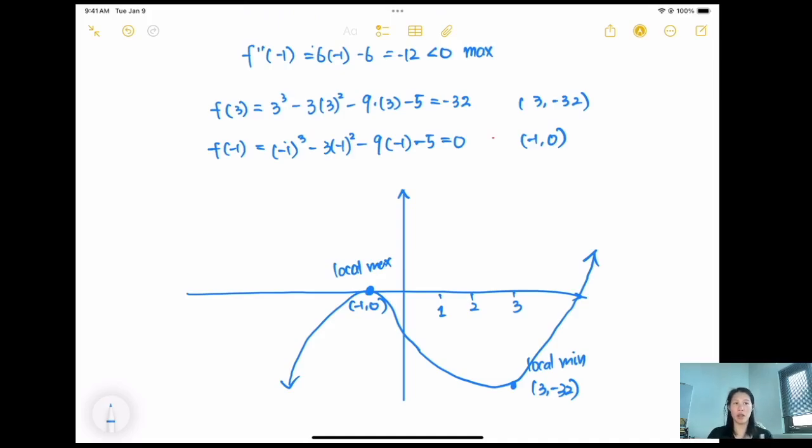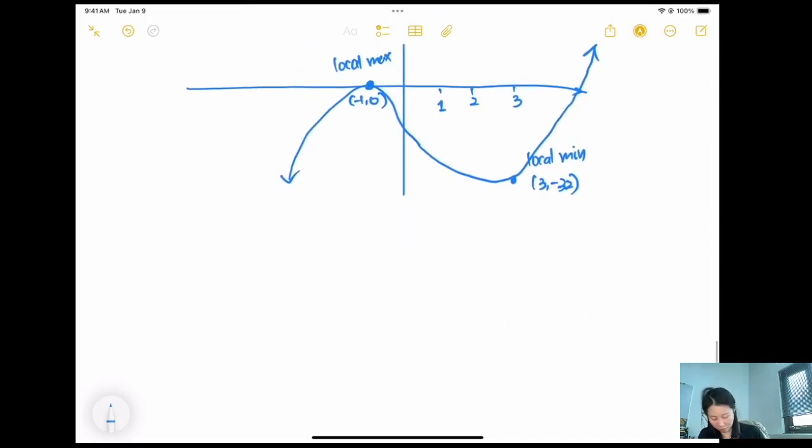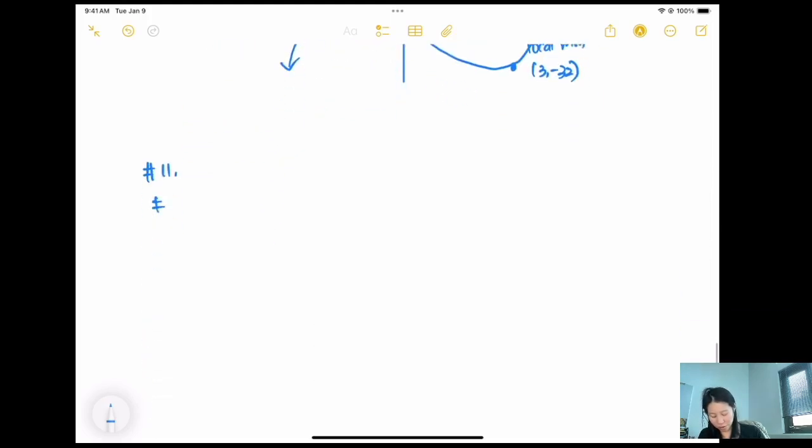Now use this method to complete number 11 and number 12, because these two are not hard. Now I want to show you how to do number 13. For 11 and 12, do it by yourself. It's a similar way to do number 10.